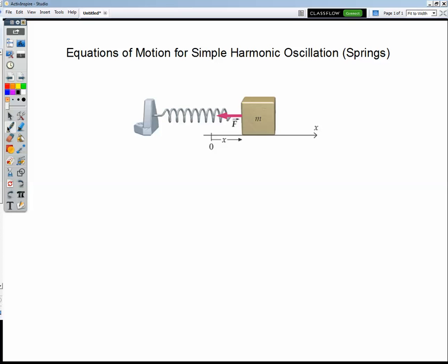So this time we're actually going to derive some equations of motion that will allow us to tell where this oscillator is at different times t. Not only that, but the velocity at any time t, the acceleration at any time t.